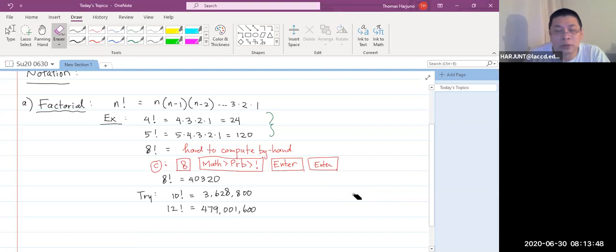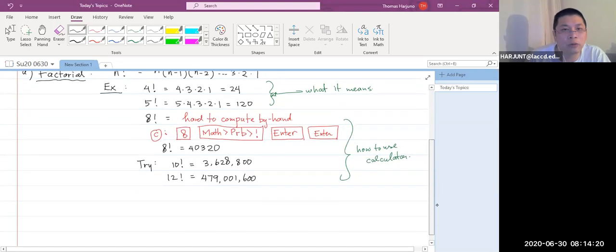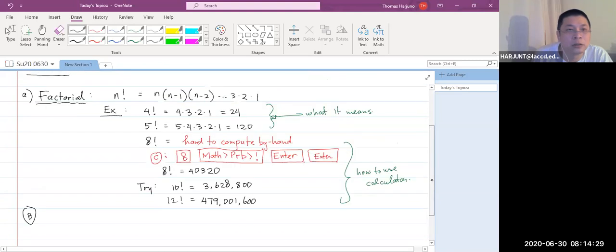That's for factorial. So you need to know what it means, and how to use the calculator. So pay attention, not only for factorial, but for any time I use a calculator, you need to pay attention to those things. Now, the second part is, do I use capital P or lowercase?